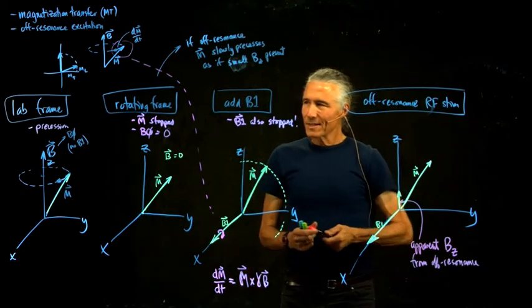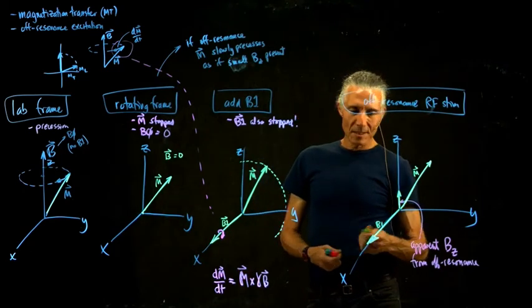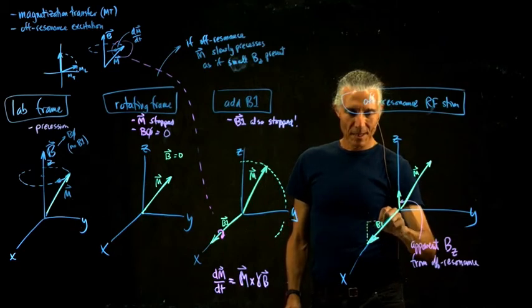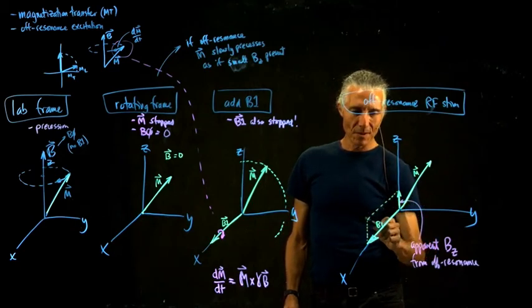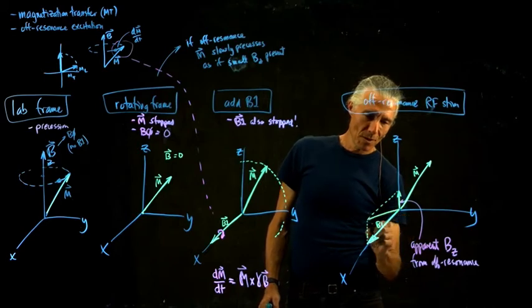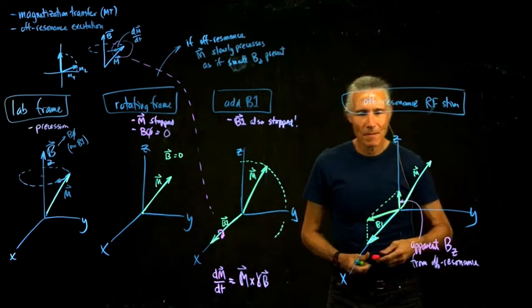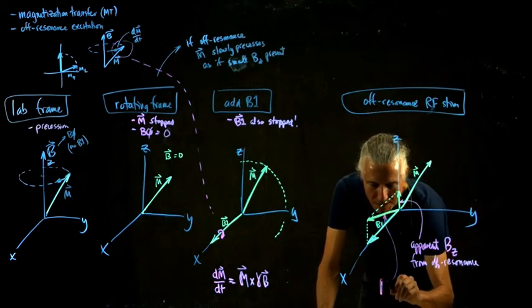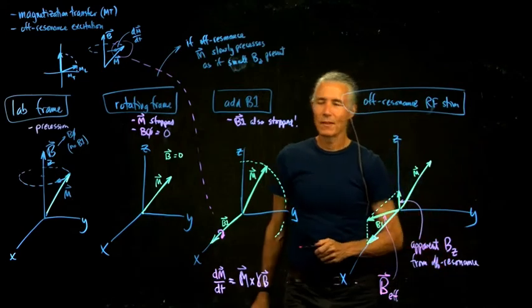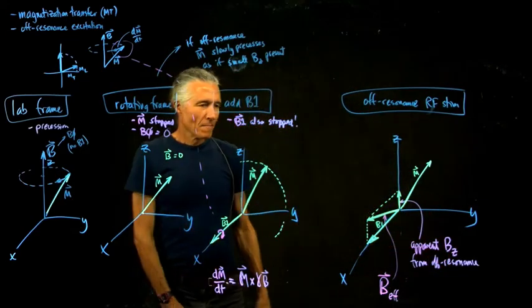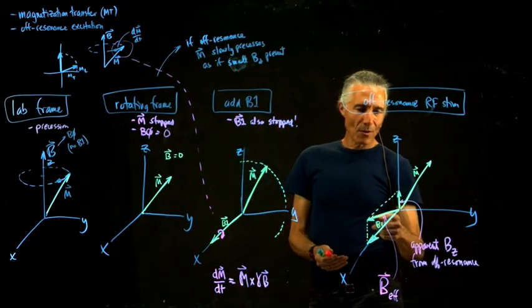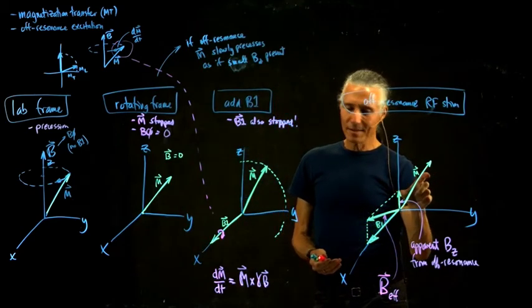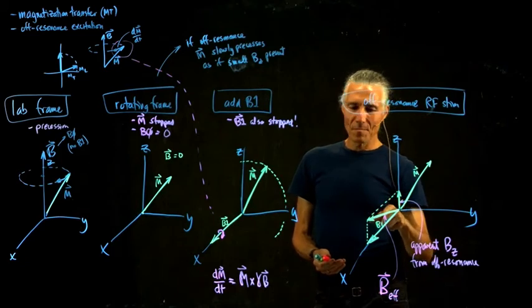So what does that do? Well, that's just something that kind of adds on to the B1 field. And so now we have a new B vector, and we call that B vector B effective. So that's a B vector, B effective. And so basically what's going to happen now is we're going to rotate this guy around B effective.